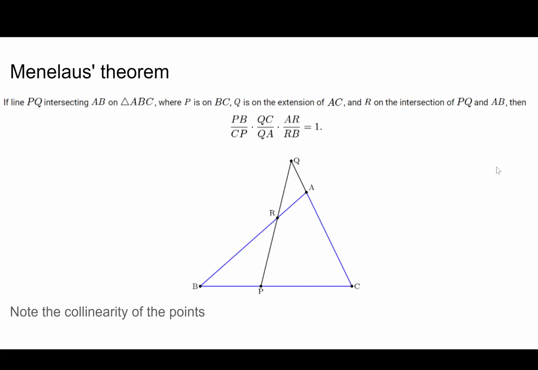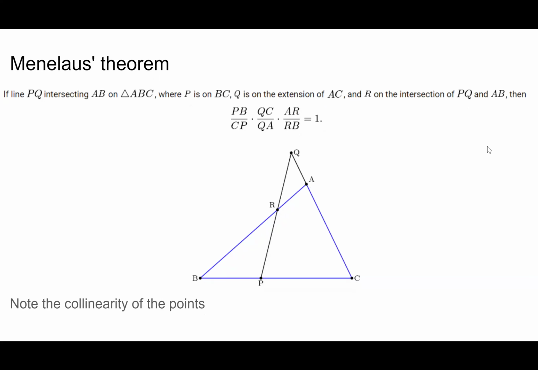Okay, so if transversal line PQ intersects triangle ABC, where P is on the line BC, Q is on the extension of AC, and R is on the intersection of PQ and AB, then the product of PB over CP, QC over QA, and AR over RB equals 1. And note that the points are all collinear, meaning that Q, R, P lie on the same line.